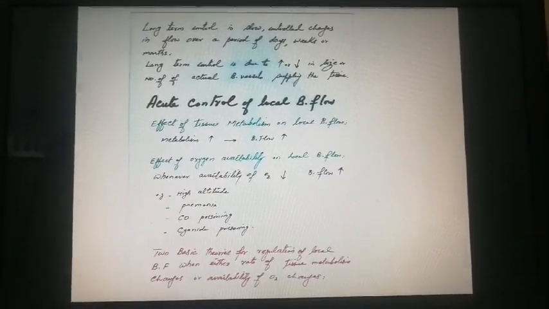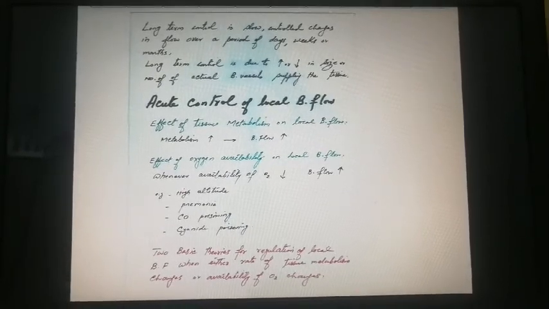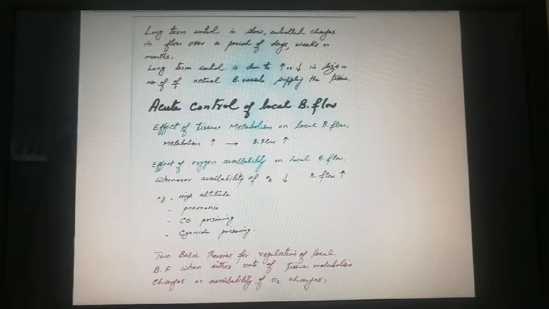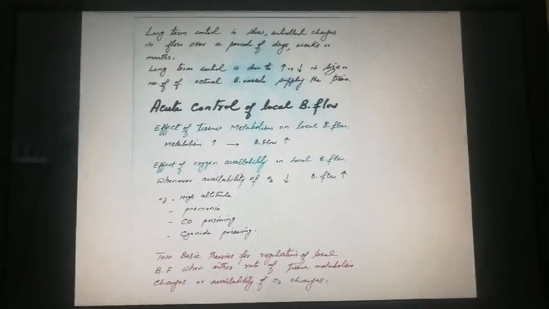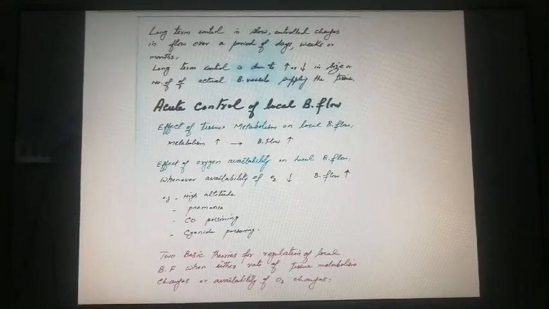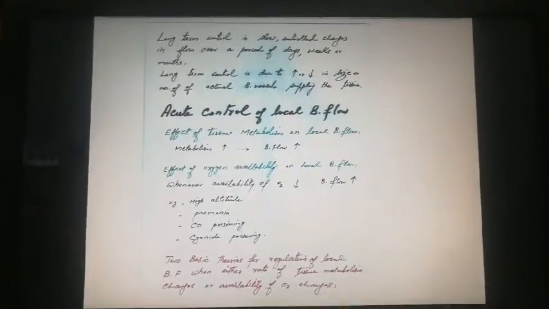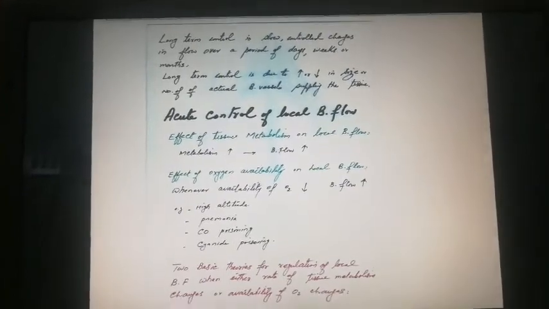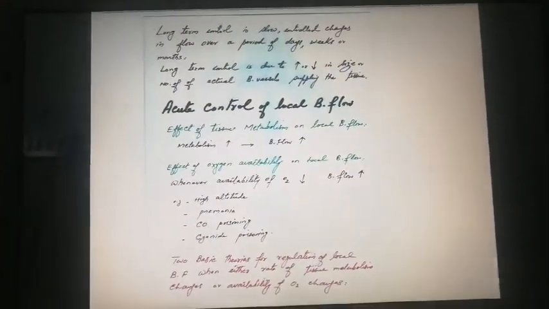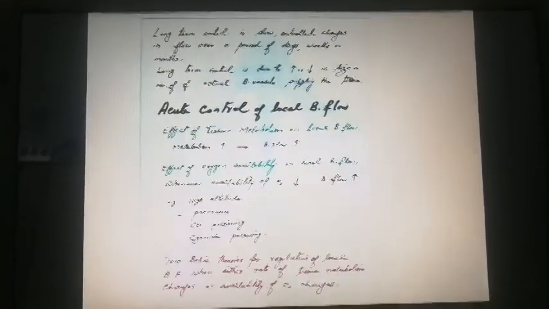So the number of vessels increases, so that the blood flow to the tissue is increased. And the main stimulus for this neoangiogenesis is the lack of oxygen. When there is ischemia, there occurs neoangiogenesis.